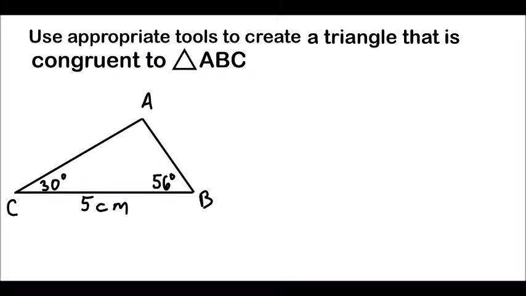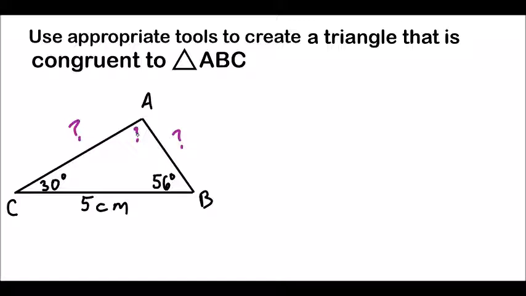All right, so when I look at this, I'm thinking, how am I supposed to do this if I don't have side length AB, if I don't have side length CA, and I don't have angle A? Well, angle A, we could use the Triangle Sum Theorem to figure out what that is, but we certainly don't know what AB and AC are. So is this even possible? Let's try it. Let's see what we can do.